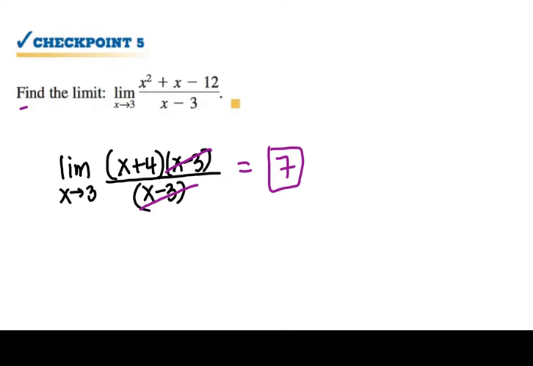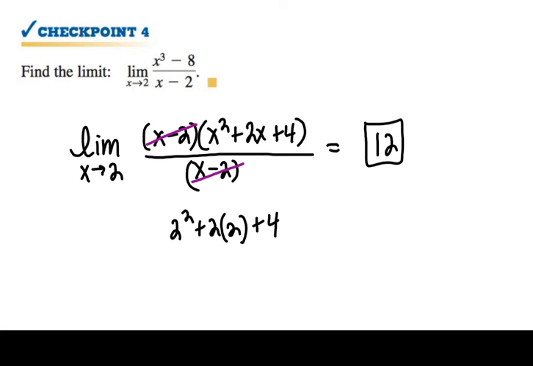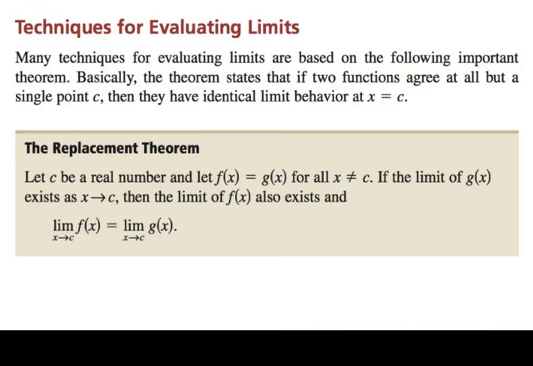Okay, so now I want to go back to what I was saying earlier. I'm going to go back a couple of pages. Let c be a real number and let f of x equal g of x for all x not equal to c. If the limit of g of x exists as x approaches c, then the limit of f of x also exists, and the limit as x approaches c of f of x is equal to the limit as x approaches c of g of x.